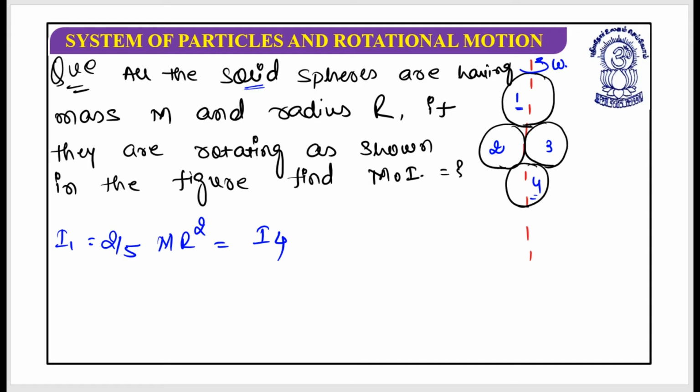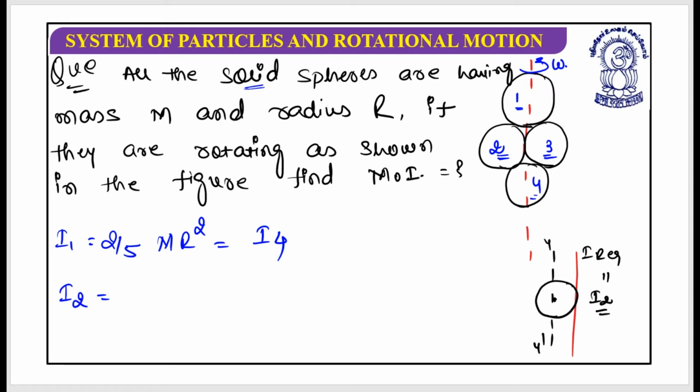So I1 equals 2 by 5 mr square, and I4 equals 2 by 5 mr square. Now let's look at the second and third spheres. Let's work on the second. The second sphere rotates like this about this axis of rotation. Here is the center of mass, and if I draw a parallel axis, this is y dash, and this is the I required, which at this instant we call I2.